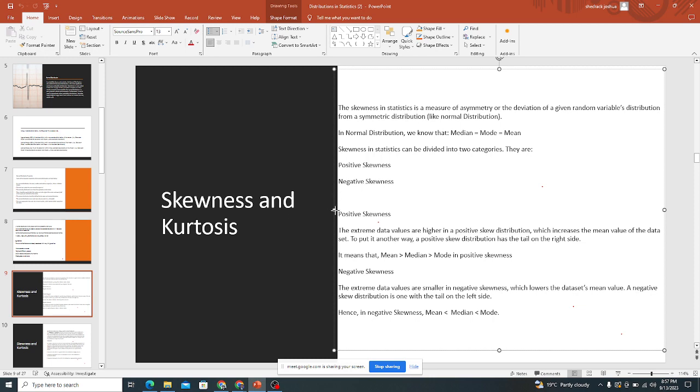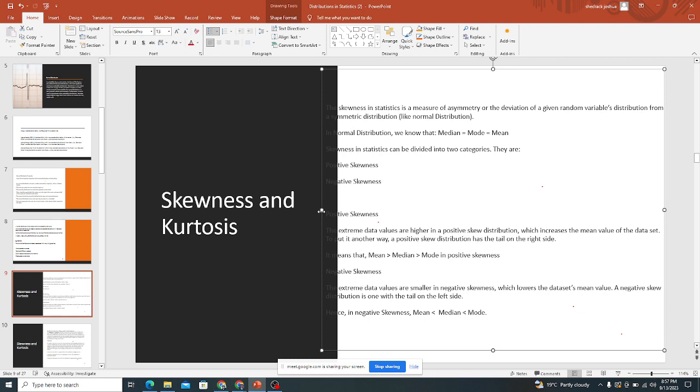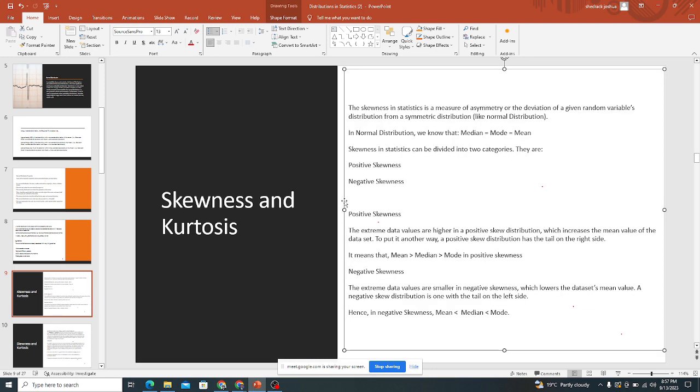Now we have to define what is skewness and what is kurtosis. Let me start with skewness. Basically, skewness shows us how our data is distributed, and we usually have positive skewness and negative skewness. Skewness is the measure of asymmetry of a distribution. In statistics, it is the measure of asymmetry, or the deviation of a given random variable distribution from a symmetric distribution like the normal distribution.